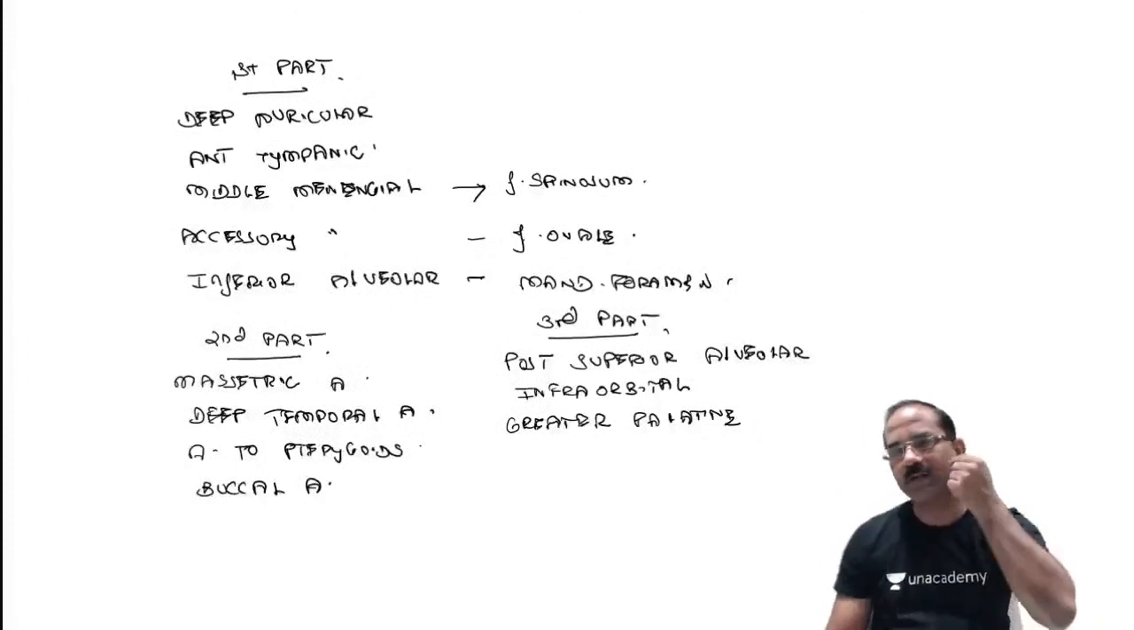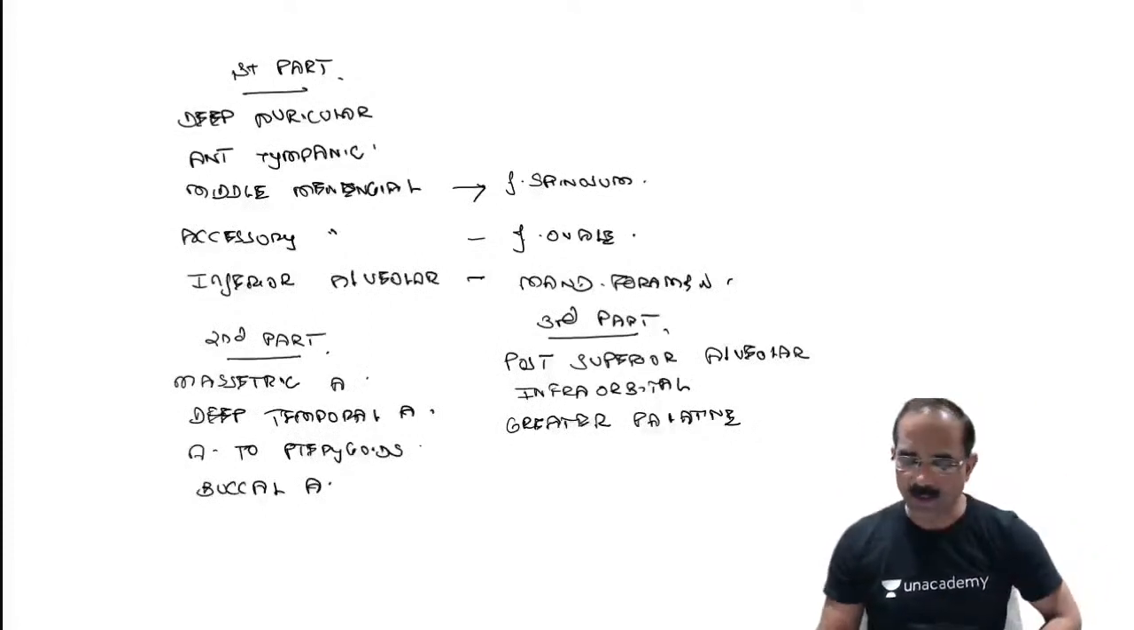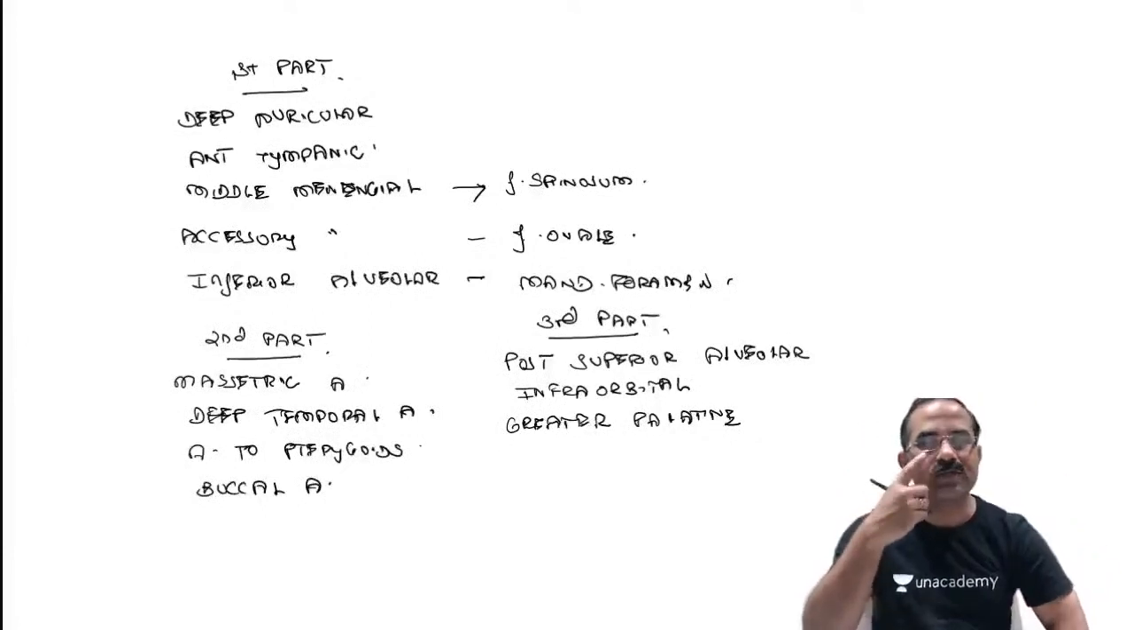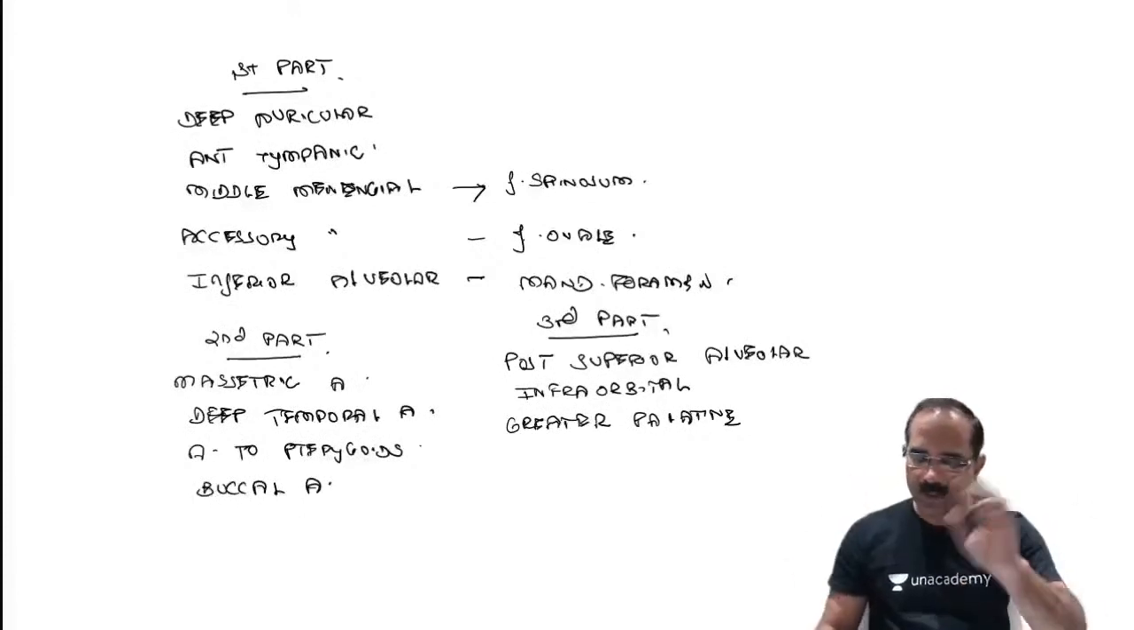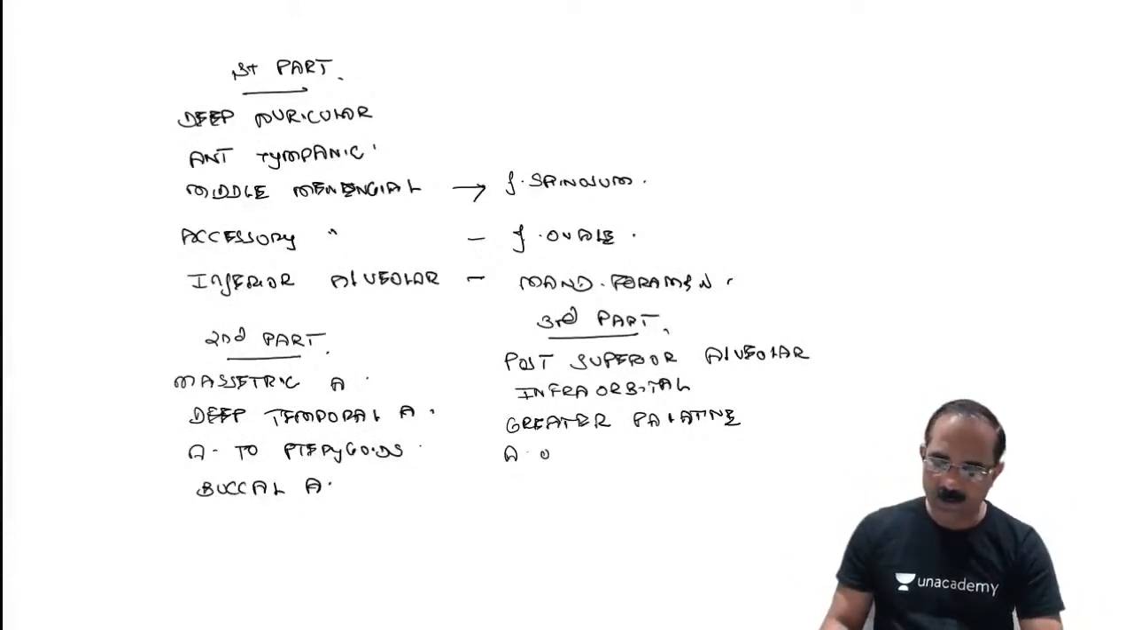Posterior superior alveolar, मतलब it supplies the posterior and the upper teeth. Infraorbital artery comes out through this foramen here, infraorbital foramen. The greater palatine artery, artery of the pterygoid canal, pharyngeal artery.